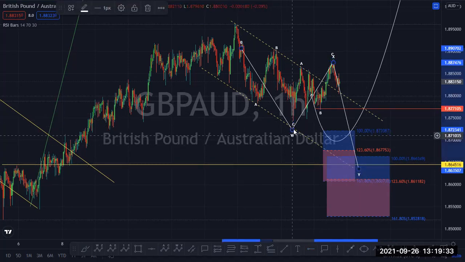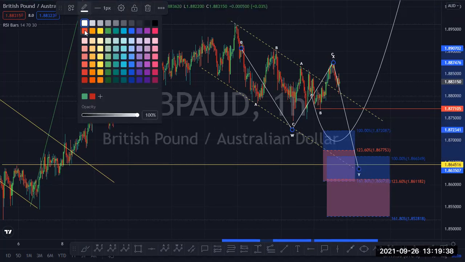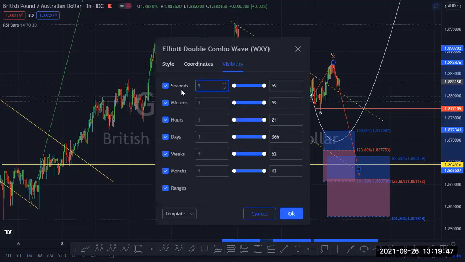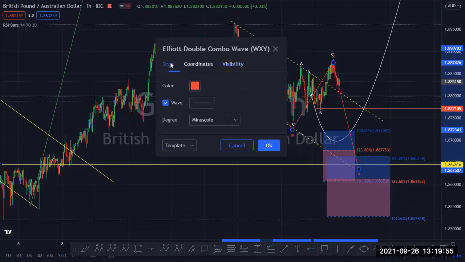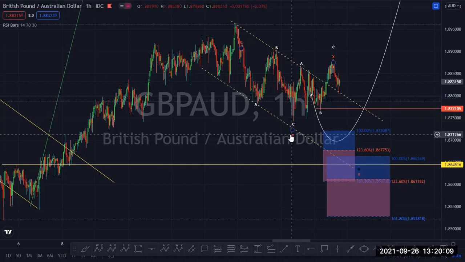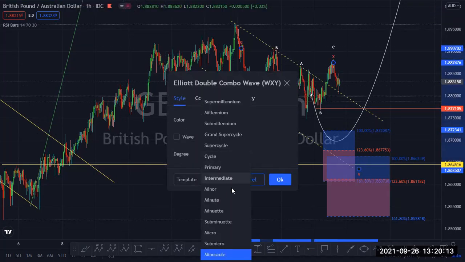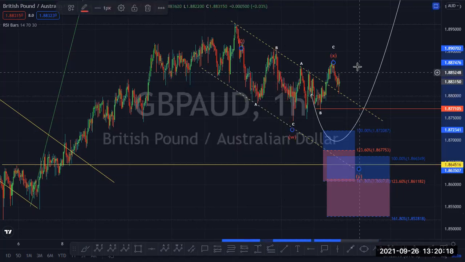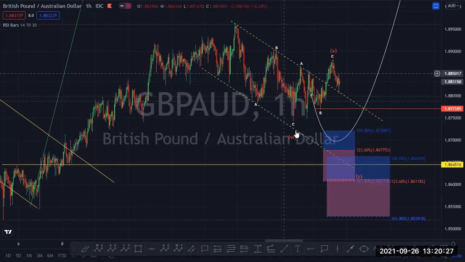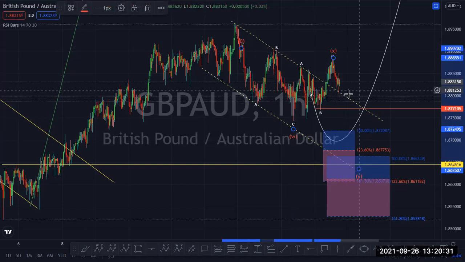But for now, I'm looking for buy. So for now, to me, this is the complete move, ABC, and it has broken it and tested the channel. So now I'm looking for it to move further.